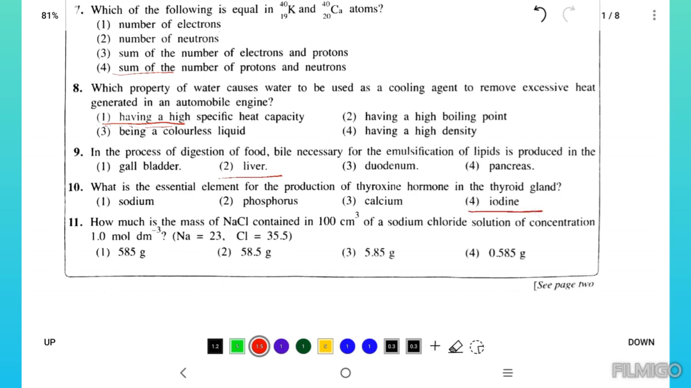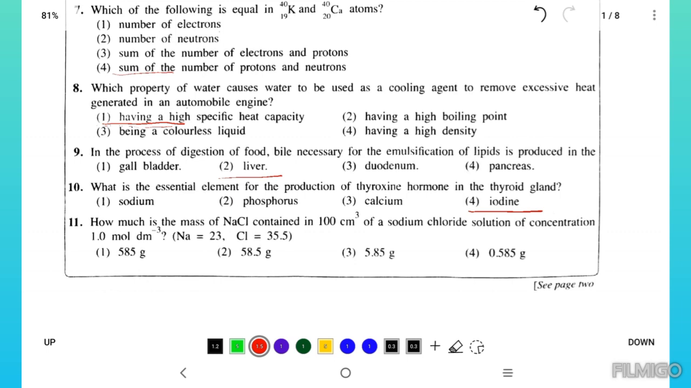Then 11th question, right? For the 11th question, we need a small calculation. Let's see what the question is. How much is the mass of sodium chloride contained in 100 cubic centimeters of a sodium chloride solution of concentration 1 mole per dm cube?